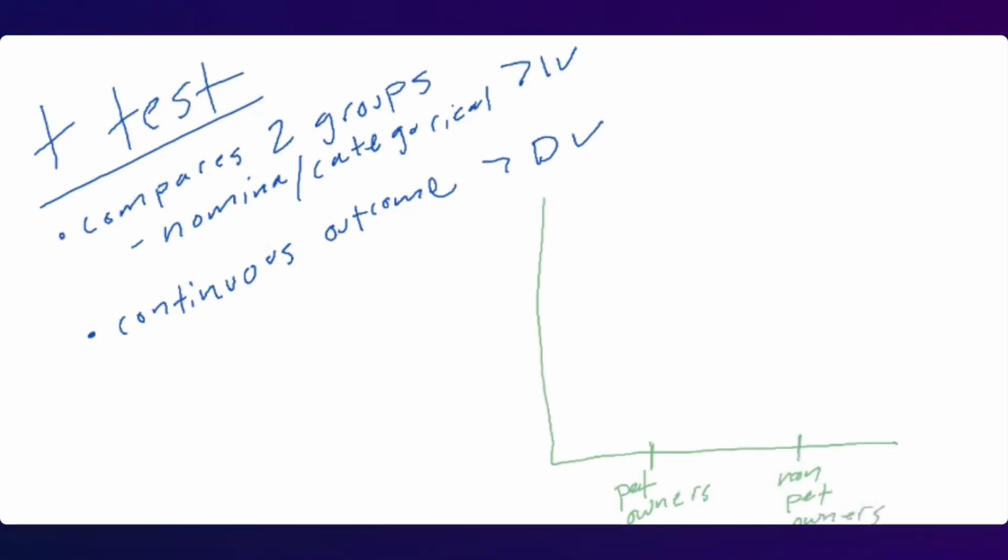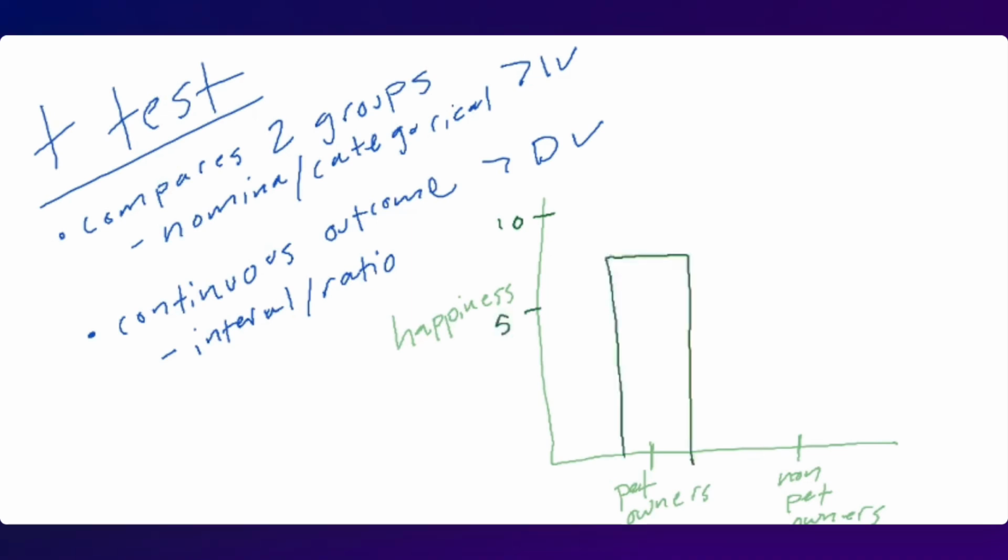Right. And we want to compare them on, of course, happiness. And then we would compare means, right? We would get two means, and we can only get a mean if we have a continuous outcome variable. Remember, by continuous here, what we mean is interval or ratio. So let's say we compare these two groups. Let's say happiness. Let's say we're just measuring average from 0 to 10. So let's say that we got pet owners up here, non-pet owners down here.